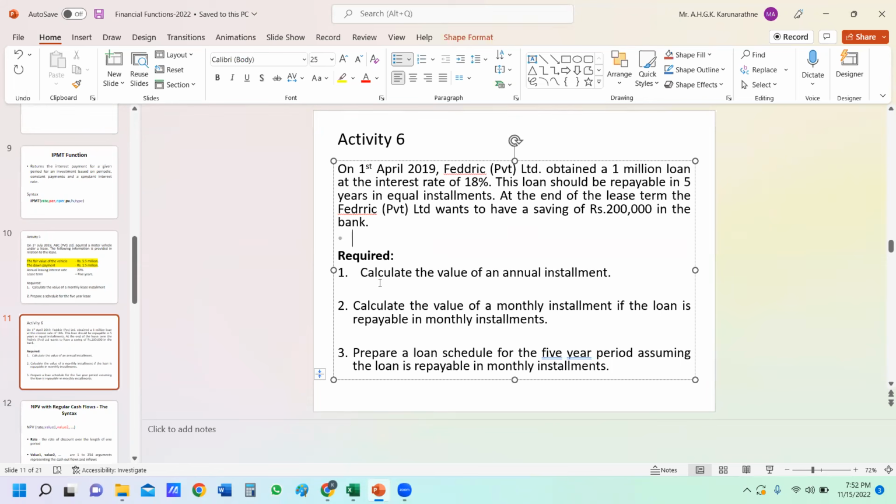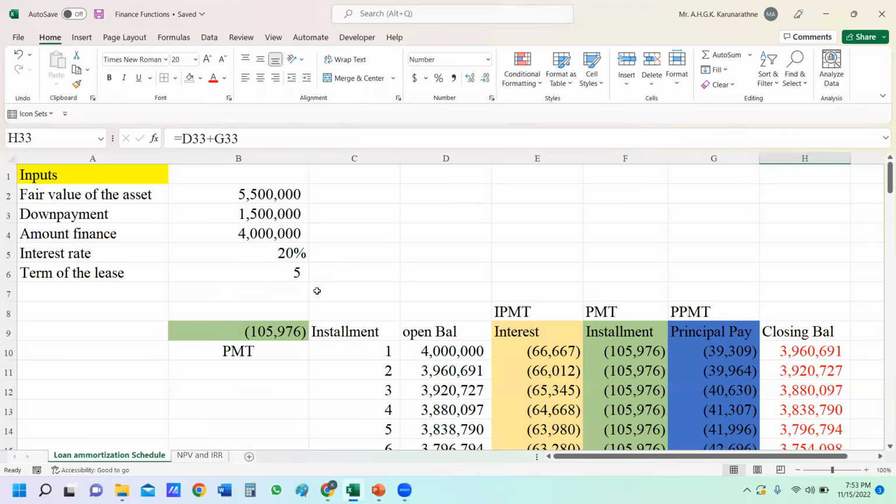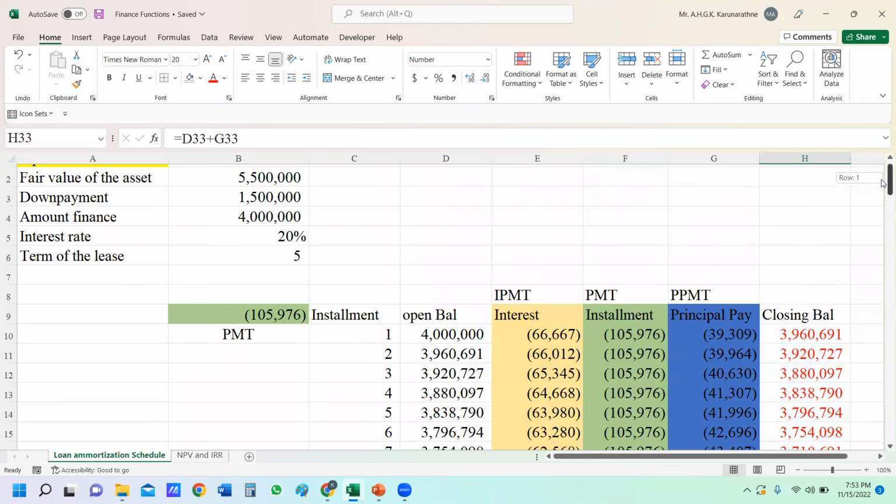What is the requirement? Calculate the value of an annual installment. This is very easy because the installment is annual, so we can just prepare 5 payments. Let's go to compute the annual installment. I'll keep this in because with the monthly basis, it took some time to generate. So we will have another.